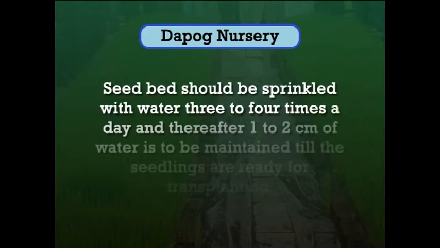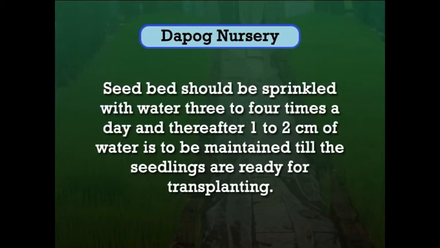Seed beds should be sprinkled with water 3 to 4 times a day, and thereafter 1 to 2 cm of water is to be maintained till the seedlings are ready for transplanting.